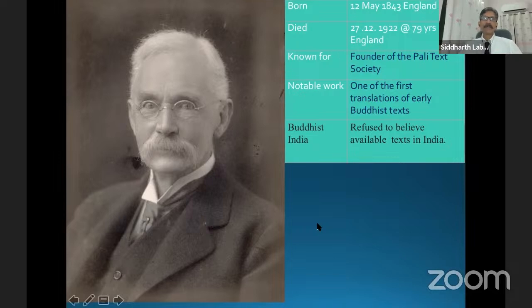Okay, see the efforts. These people are not Christians. These are Britishers, and see how much they were affected. They were affectionate toward the Buddha's culture, Buddhism, Buddhist culture, and architecture. They were so much attracted toward the research, and he left the job in Sri Lanka.